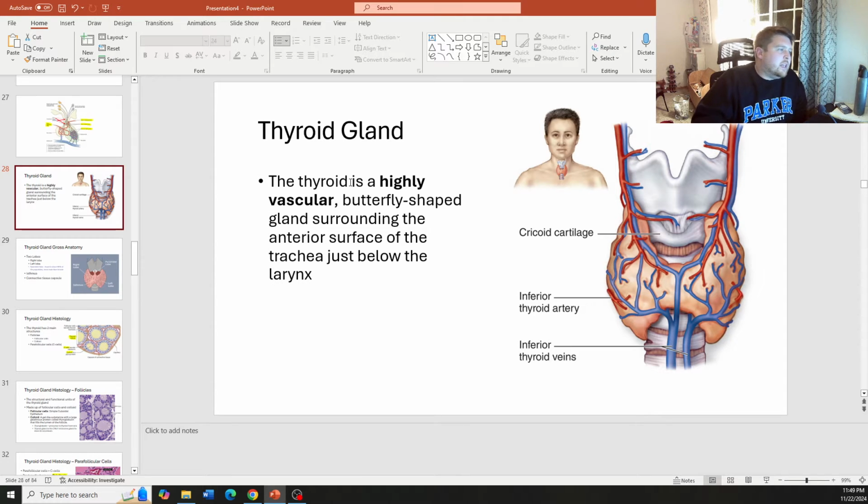So the thyroid gland is a highly vascular, butterfly-shaped gland that surrounds the anterior surface of the trachea, just below the larynx. So if you have a guy and you have an Adam's apple, you can feel right there. That's the Adam's apple. That's what you're feeling, some of that cartilage. Just below that, kind of right above your collarbones, that is going to be where your thyroid gland sits.